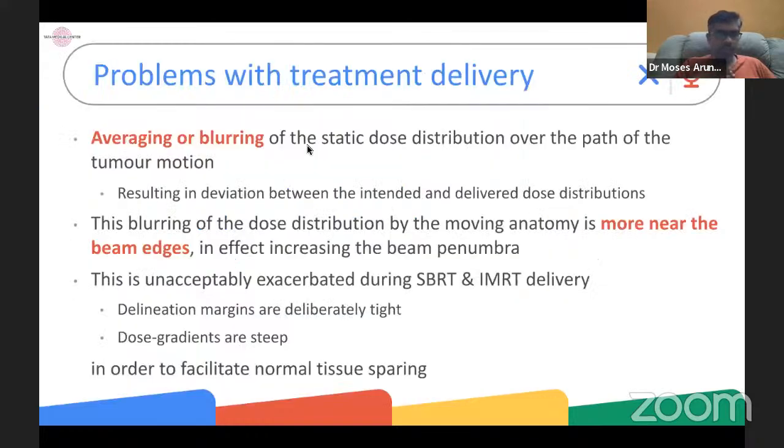But what about treatment delivery? Usually our treatment beams are static, and when a tumor is moving in relation to these static beams, there is going to be averaging or blurring at the edge of the tumor as the tumor moves. And this sort of blurring is more near the beam edges, and this can be very unacceptable in the situation of SBRT or IMRT, where we are deliberately keeping the margins tighter, and also our dose fall off beyond these volumes is kept very steep deliberately.